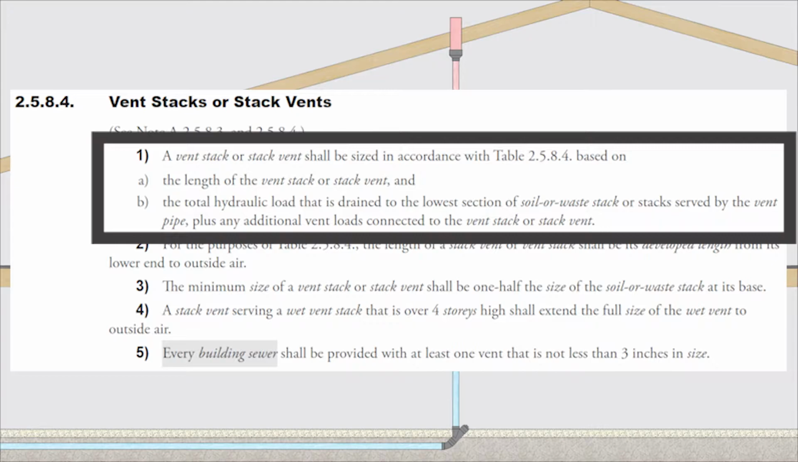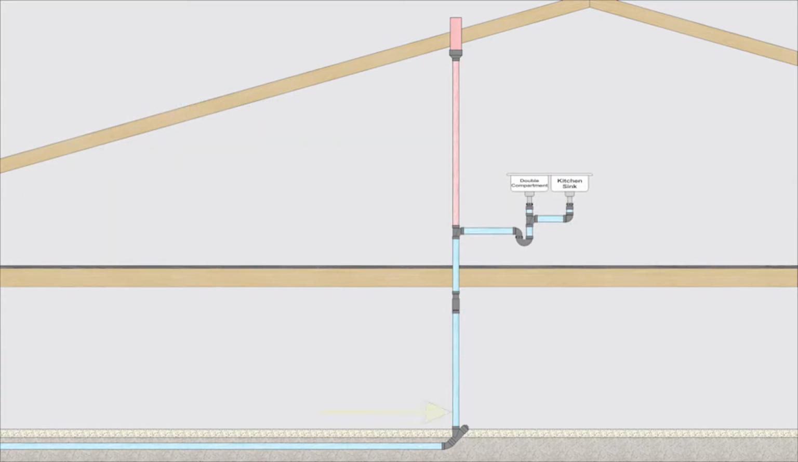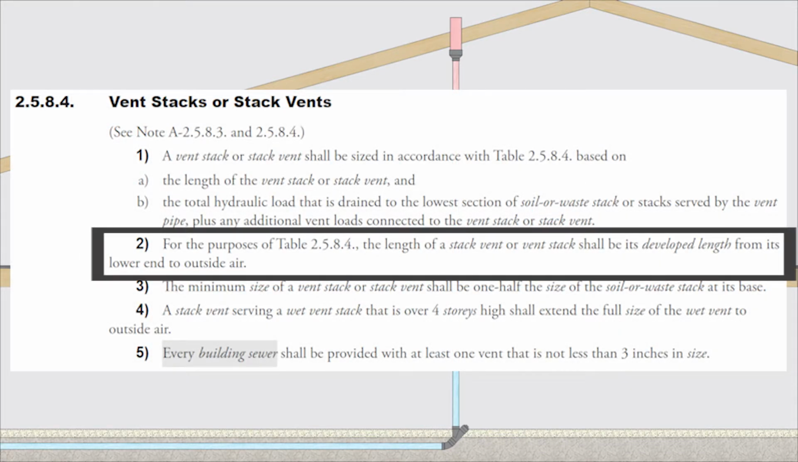We'll get back to that. The second part talks about the hydraulic load that we need to factor in. In order to find that, we need to look at the very, very base of the soil and waste stack. Everything that drains through that point is what we're going to use to size the stack vent. Clause 2584 number 2. For the purposes of table 2584, the length of a stack vent or vent stack shall be its developed length from its lower end to outside air.